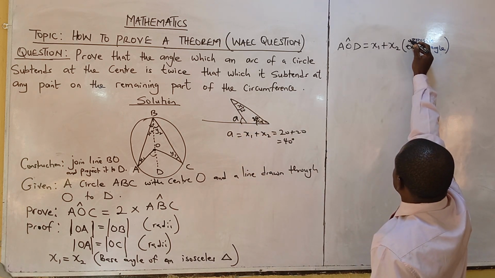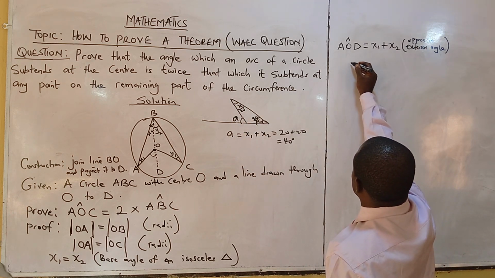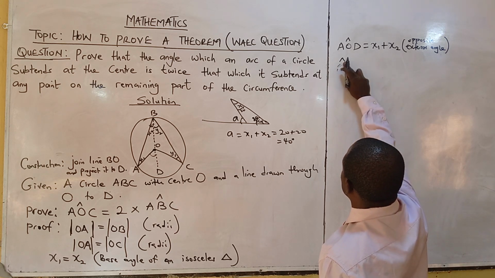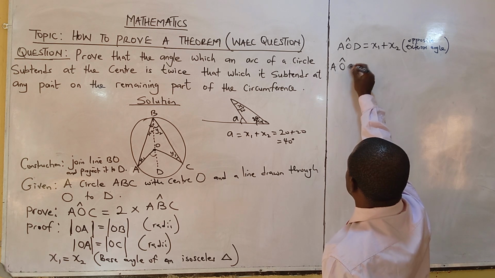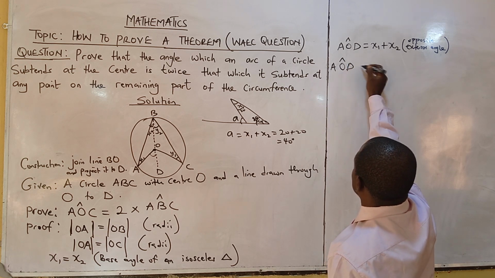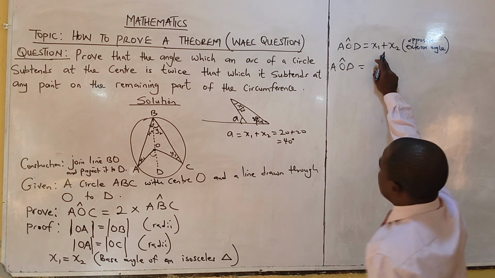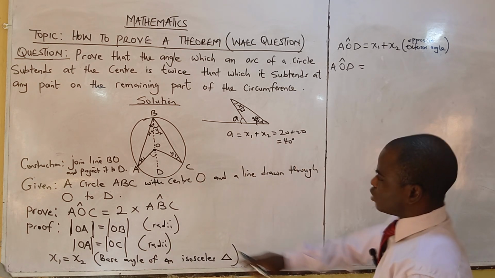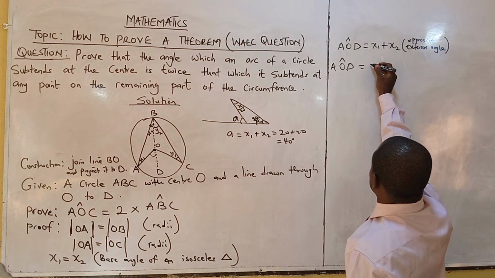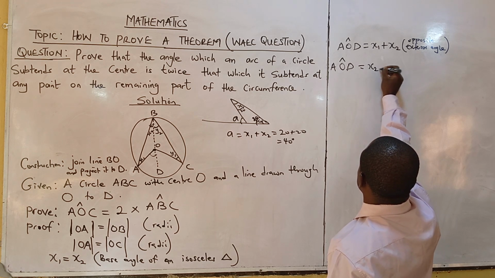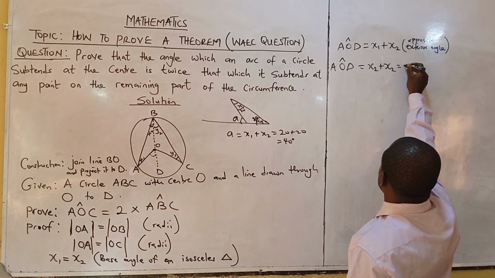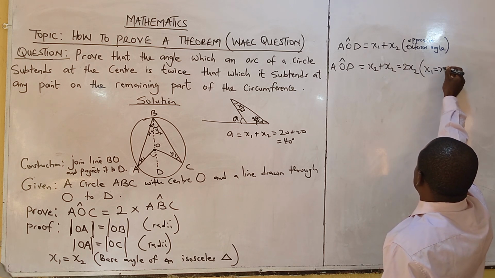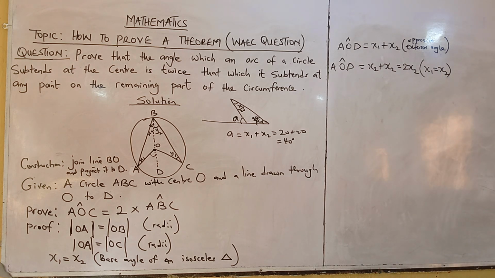Now, since you have it like that, you have angle AOD equals, since x1 is equal to x2 here, this is an isosceles triangle because they are radii. Now you replace it, x2 plus x2 equals 2x2. Why? Because x1 equals x2. Okay.